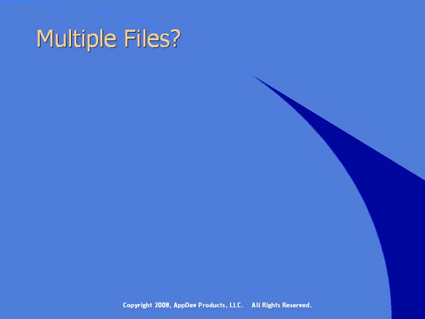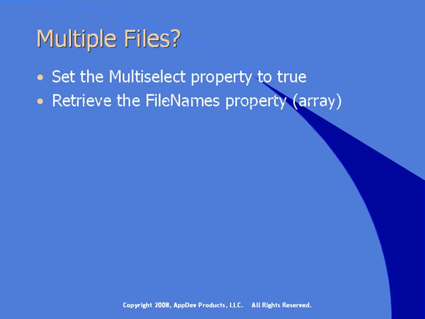If you want to work with multiple files, then you can set the MultiSelect property to true. You'll get a FileNames property, which is an array of file names, and you can retrieve that array and do something with the contents of that array.